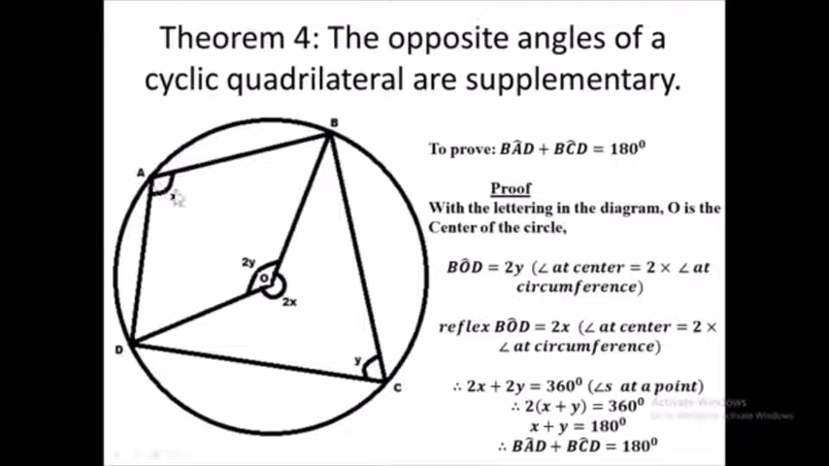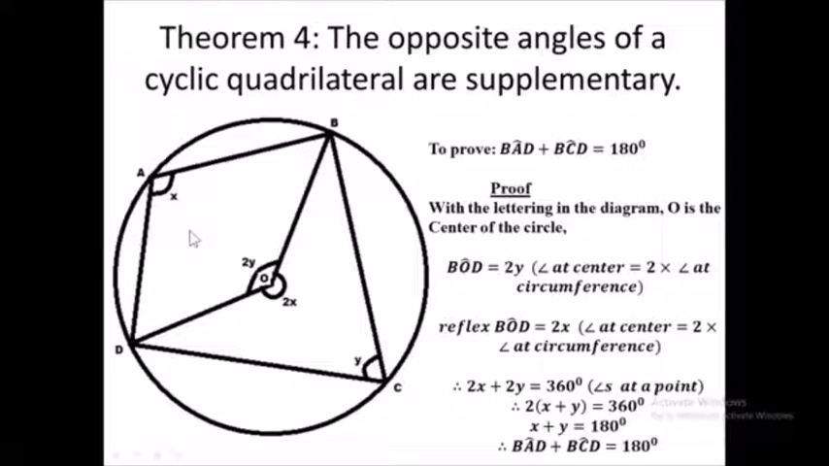Also, if this angle here is x, that means this reflex angle of BOD here is 2x. Reason being that the angle at the center is twice the angle at the circumference as well. So if you add these two angles together, 2y plus 2x, that should give us 360. The reason being angles at a point. And if you factorize 2 out, you have 2 into x plus y equals 360. Then if you divide both sides by 2, you have x plus y equal to 180 degrees.